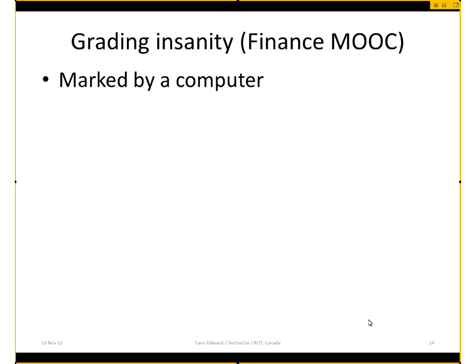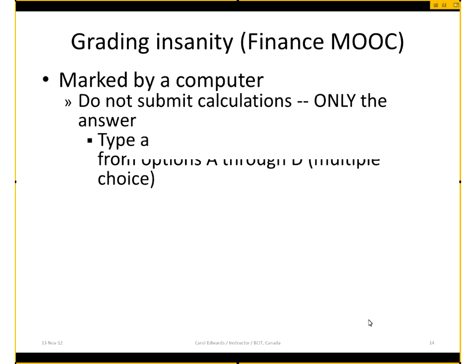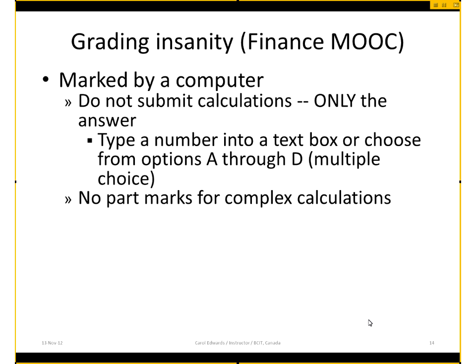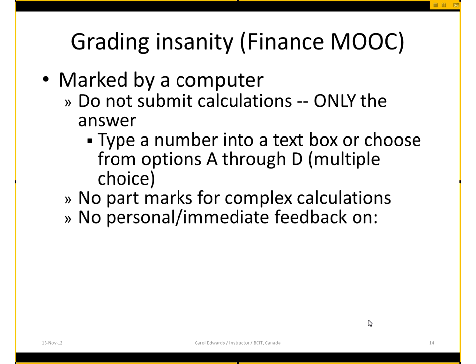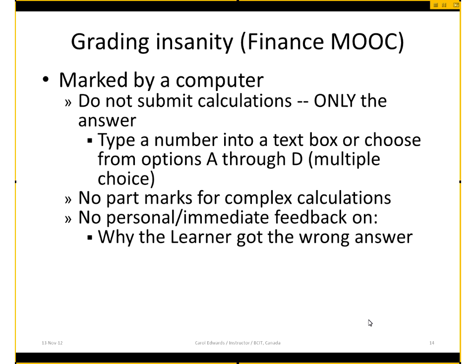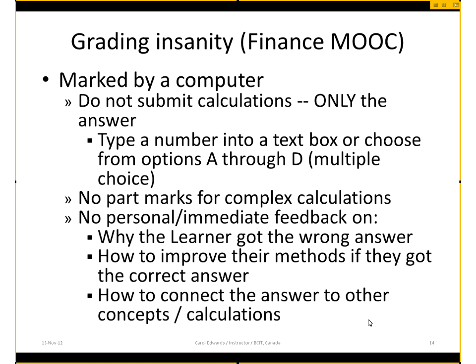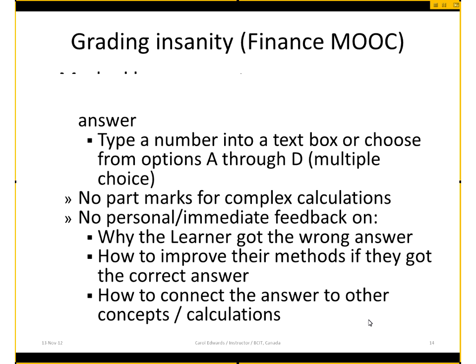Now on the finance MOOC, we get another type of grading insanity. That one was marked by a computer. You do not submit calculations, only the answer. Fill in the box, A through D on a multiple choice. Easy to fake. No part marks for complex calculations, and some of the calculations were very complex. No personal or immediate feedback on why you got the wrong answer, how to improve your methods if you got the correct answer, and no insistence in building those critical synthesis and integration skills that are necessary to learning. All in all, a very unsatisfactory result.